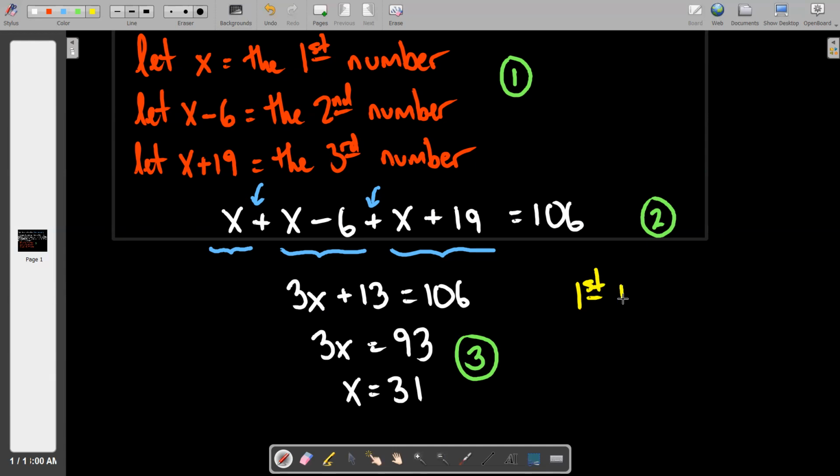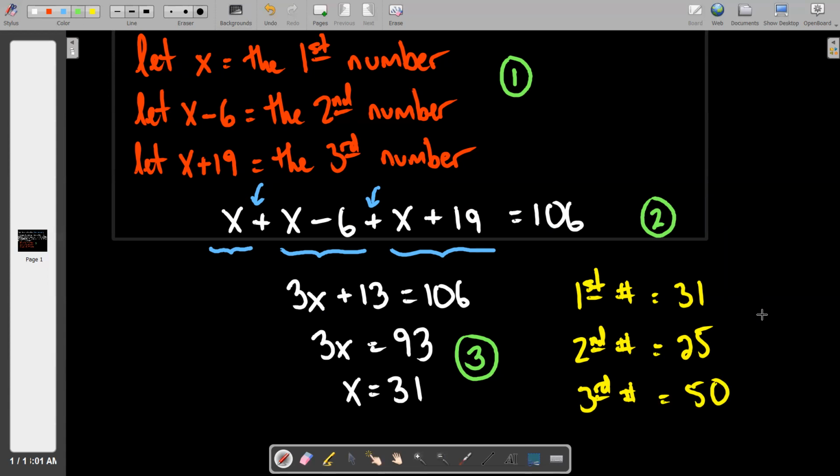The first number is 31. The second number is 25. It has to be because we know that it's 6 less than the first number, and 6 less than 31 is 25. And then what's the third number? Yes, and we know that because it's 19 more than the first number, and 31 plus 19 is 50. So this is all part of step 4.